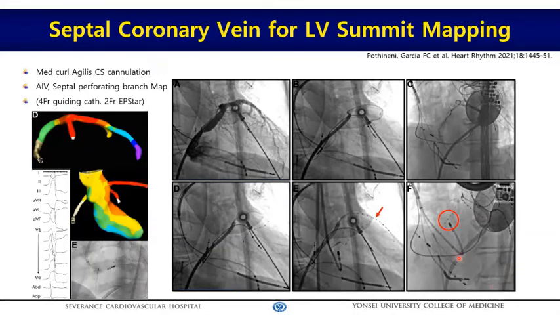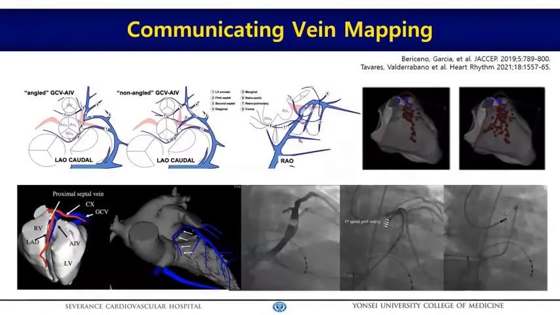However, you can target the earliest activation site by visual estimation of endocardial approach. It is quite effective to ablate subepicardial or intramural VT ablation. If you look at the coronary venous anatomy carefully, you can map not only septal veins, but also communicating veins, which locate between pulmonary artery trunk and aorta.